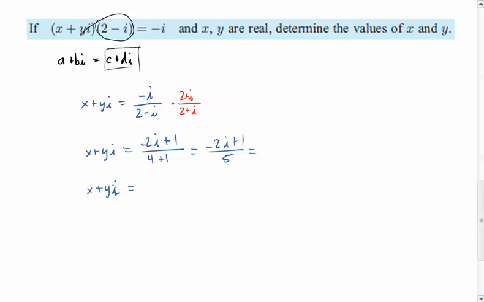Okay, anyway, then we have negative 2 over 5i plus 1/5, and therefore x equals 1/5 and y equals negative 2/5. Because I've gotten it in that format, the number in front of the i has to be equal to the number in front of the i here, and then the number by itself has to be x. And so we've got the two to match up. Because the two are equal, therefore we have solved for x and y.